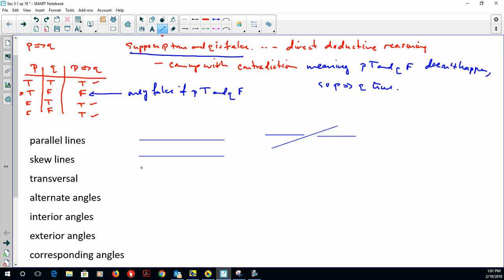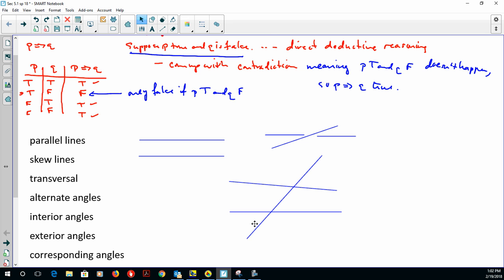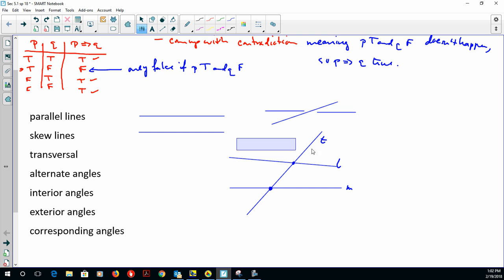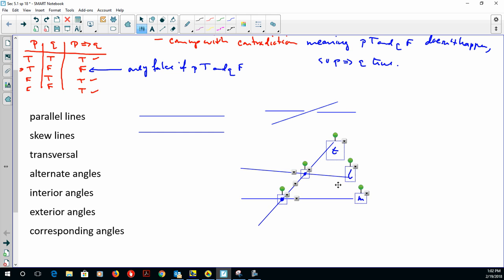A transversal. When you have two lines, and they don't have to be parallel, I'm not going to draw them parallel here, and they are crossed by a third line so that the intersection points are unique, this point and that point aren't the same, then these two lines are crossed by a transversal. If we call these two lines L and M, we usually call this line T. Now, a lot of angles are formed when we look at these things. Let me scoot everything down a little bit. There are a lot of different angle forms here.